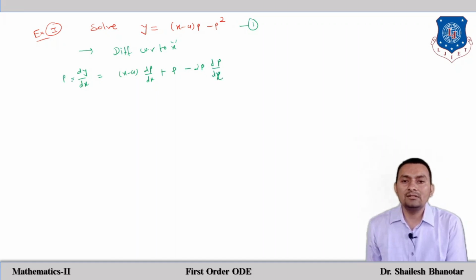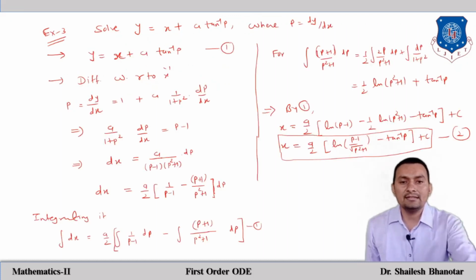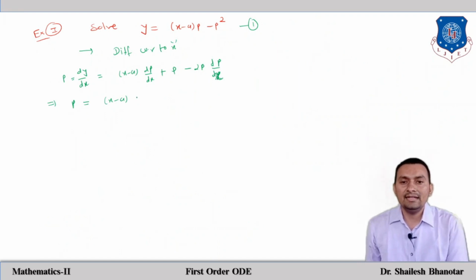But here you can observe that on the left hand side dy by dx is nothing but p. So let me write this step again. p is equal to, this is the x minus a, taking the dp by dx together, so in that case I can write minus 2p into dp by dx, and p is there. So here you can see that the p will be eliminated. So we will have (x minus a minus 2p) into dp by dx is equal to 0.